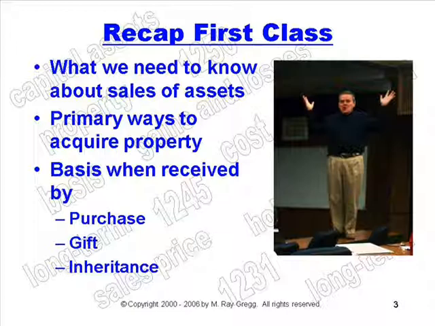Then we did some brainstorming about the primary ways we could acquire property. You named some great ones in class, and we narrowed that long list down to about 3 that we were going to consider. We wanted to know the basis of property that we purchased, those that we received as a gift, and property we received by an inheritance.